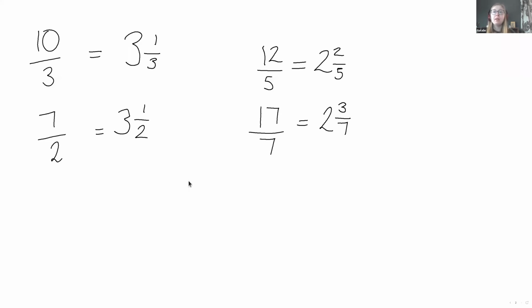Okay, one last one. This one is going to be tricky, but let's have a go at 34 ninths. Okay, 34 ninths. Have a go for me. Okay, how many times does 9 go into 34? Well, 9, 18, 27. The next one will be 36, which is too big, so it's going to give me 3. And then to get from 27 to 34, it's going to be 7 ninths. So 3 and 7 ninths.